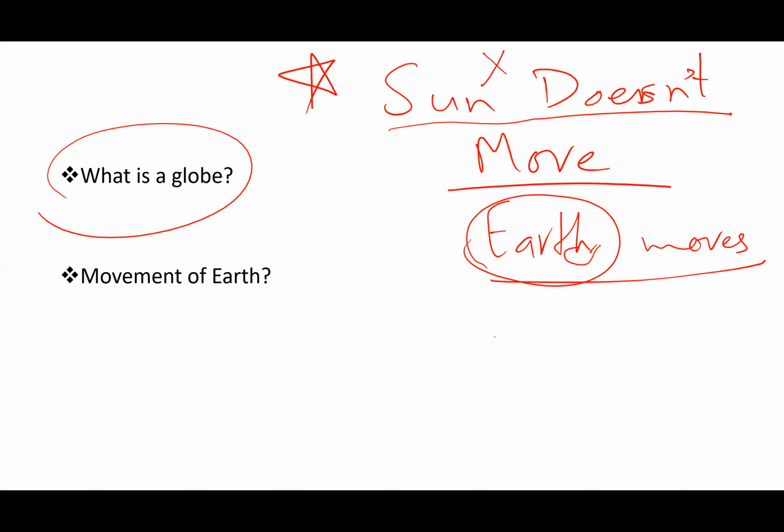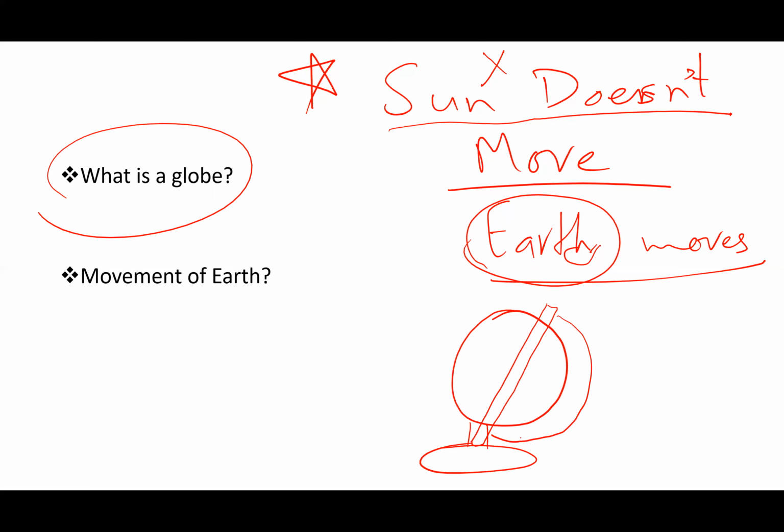Now comes what is a globe. A globe is actually a model of the earth. All of you must have seen a globe at your homes. If you don't have one, please buy a globe. It's a very simple kind of thing which is easily available in the stationery stores.